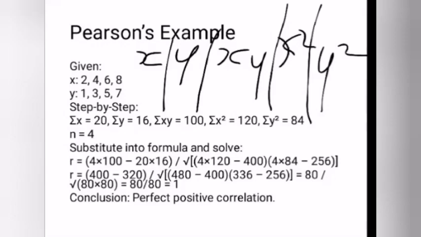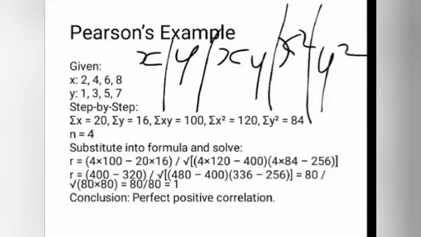Then 8 square, that's 64. You write it in the x square column. The same thing for the y values: 1 square, 1; 3 square, 9; 5 square, 25. Then the 7 square is 49. Then you add up all your answers.